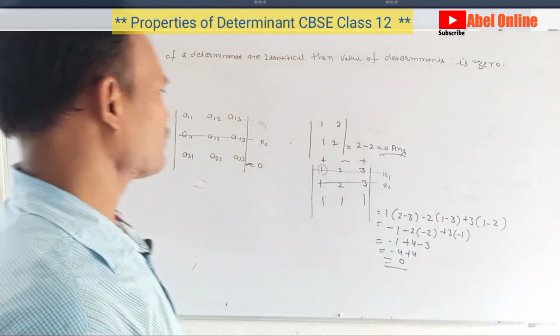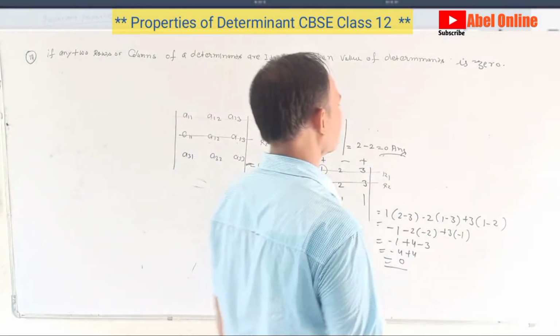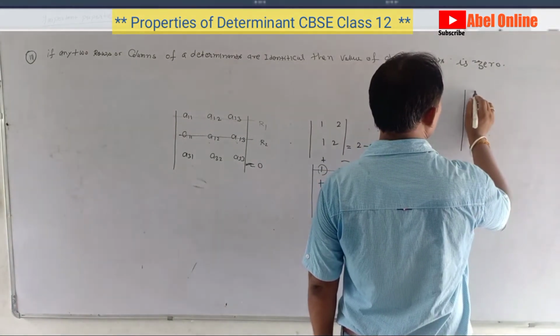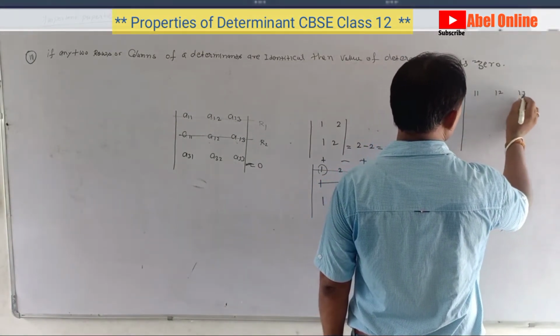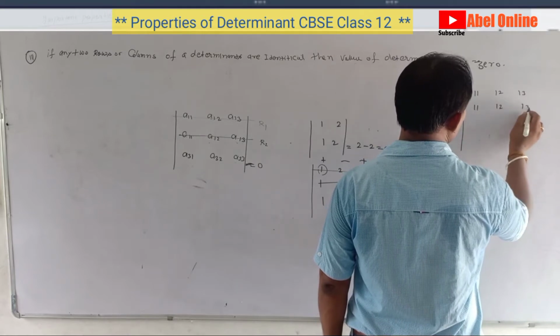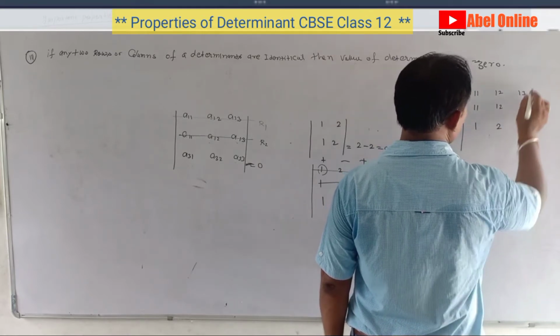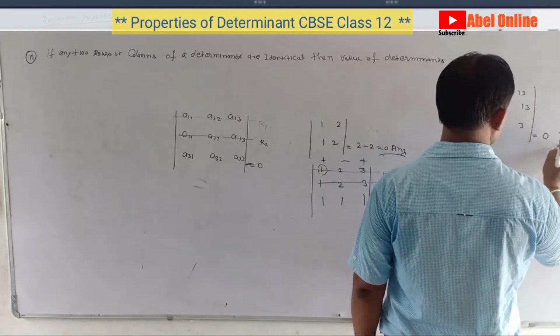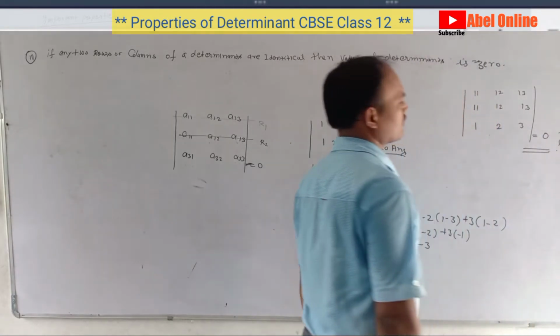Okay, so you can take any other question, like this one for you. You check here: 11, 12, 13, 11, 12, 13, 1, 2, 3. You check here, your answer will be 0. You have to check that your answer is 0 or not.